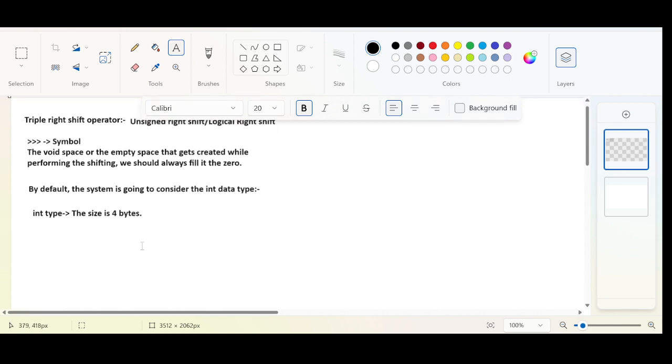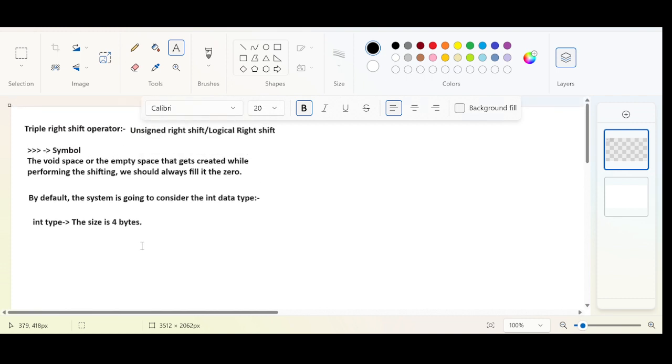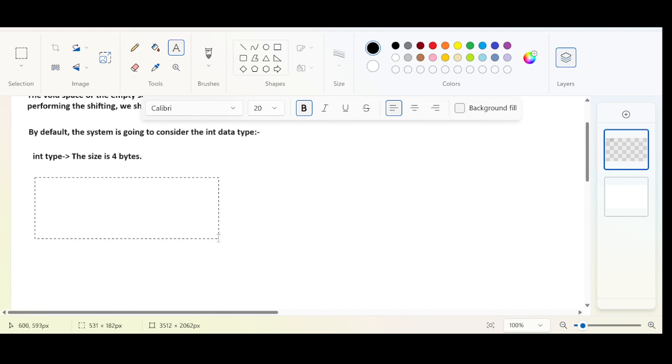Whenever you perform an operation using the triple right shift operator, for example, let us take the number 5, and I want to do the triple right shift operation with 1. I want to shift the internal bits of the number 5 by one position to the right. Internally a register will be created.